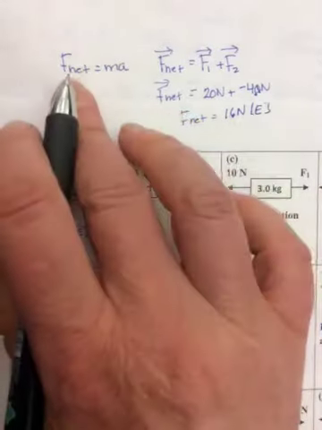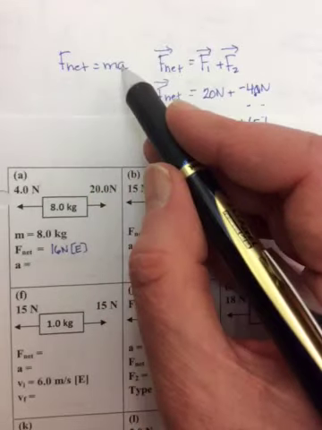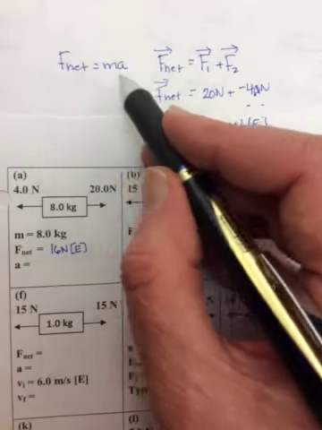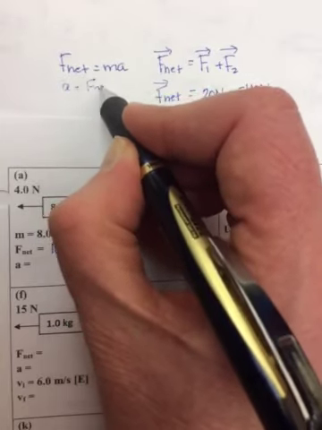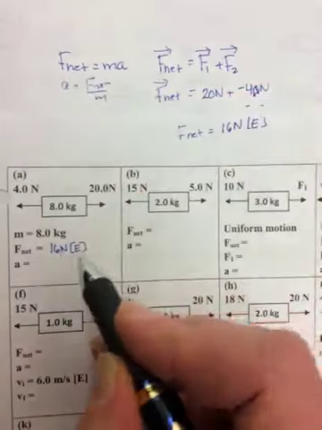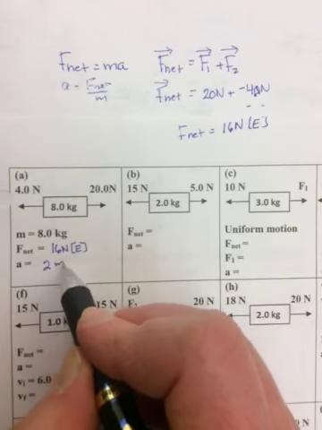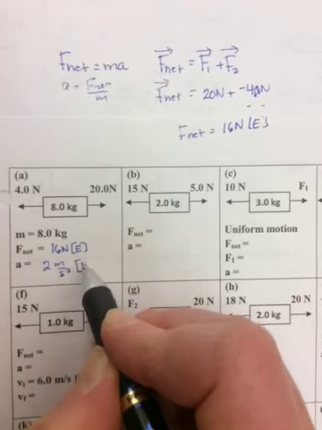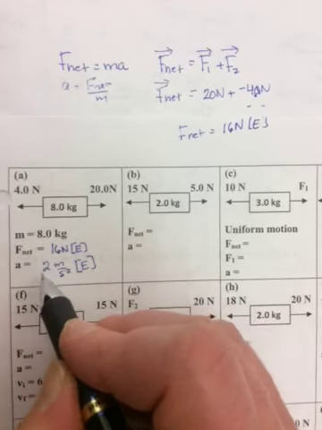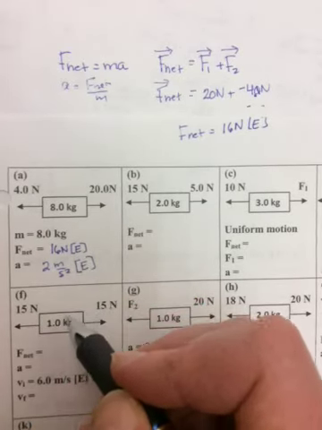Now once you have that, then you can go up here and find your A because you have your Fnet and it gives you the M. And so you could divide both sides. A will just equal Fnet divided by M. So 16 newtons divided by 8 should give you 2 meters per second squared. And again, A is a vector. Remember, Newton told you today that Fnet and A are always in the same direction. So they would both be east.